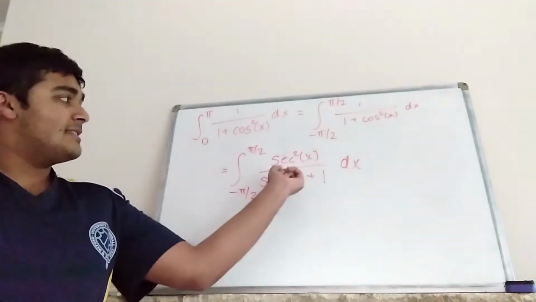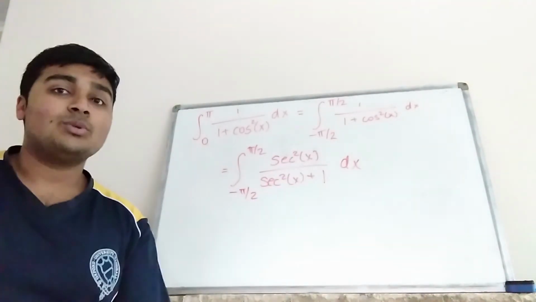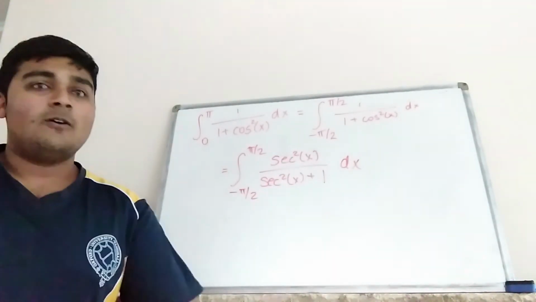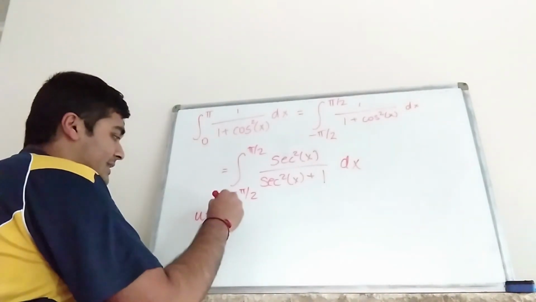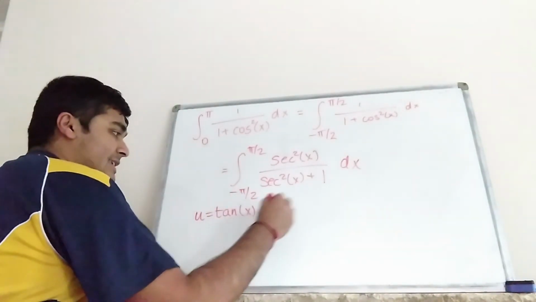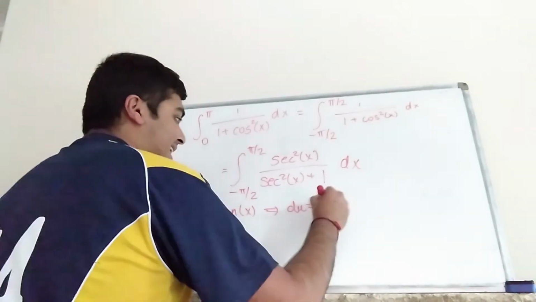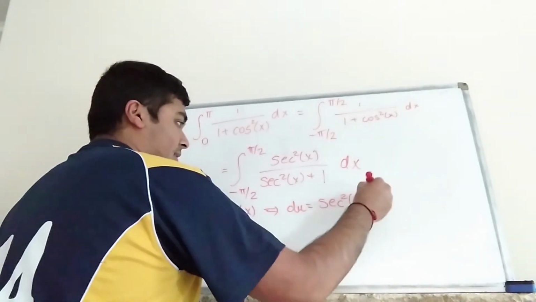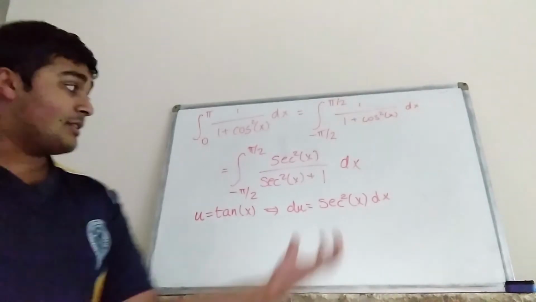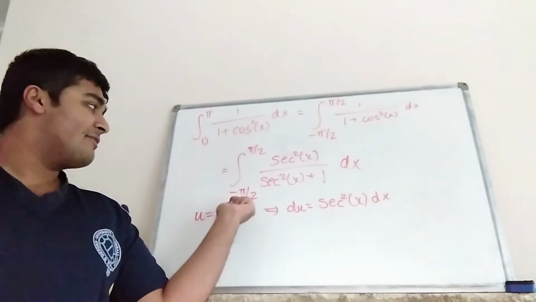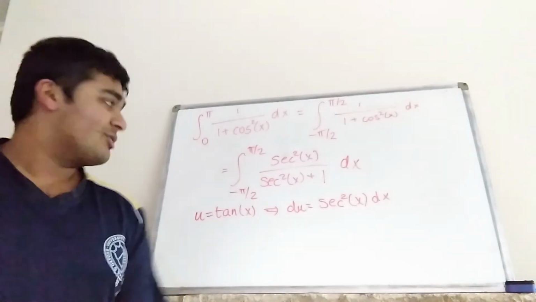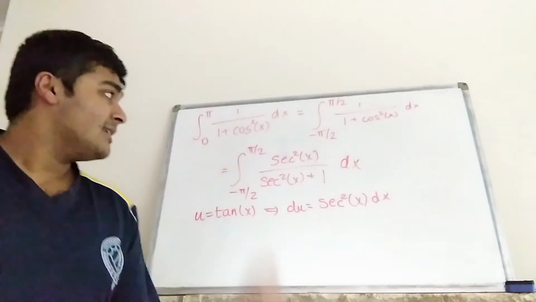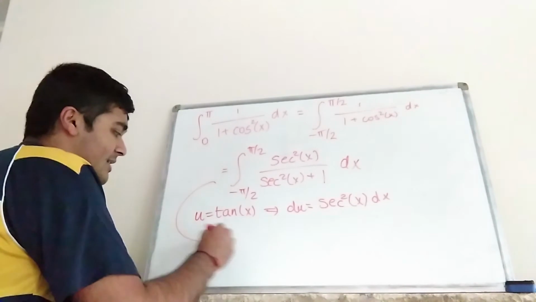The reason for this is the top is now sec squared x dx, which we know is an exact derivative of tan x. So if we do the u substitution, u equals tan x, then we get that du is equal to sec squared x dx. This is exactly what we're going to do, and the fact that we've got pi over 2 and minus pi over 2 in our limits is screaming out to do u equals tan x. So let's bring this integral here.